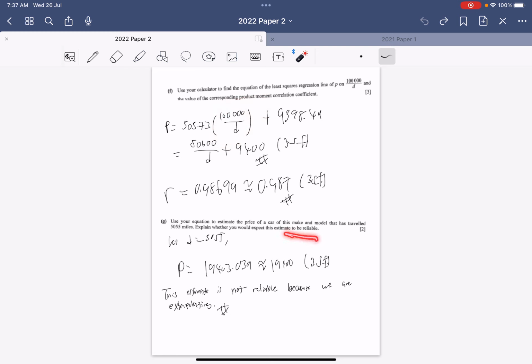However, for linear regression, they will ask you more of the explanation type of question. So they will just ask you, why is this estimate not reliable? Well, you're extrapolating, so it's not reliable. Simple as that.